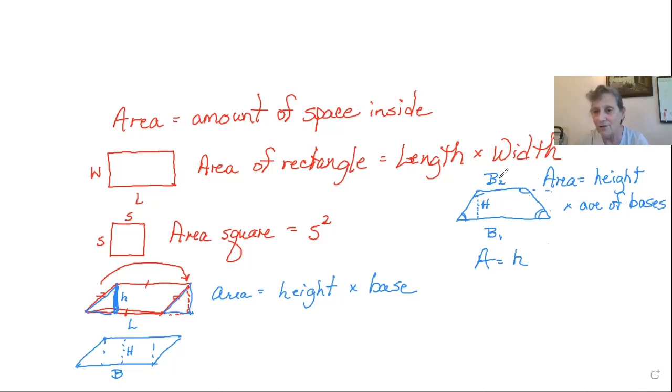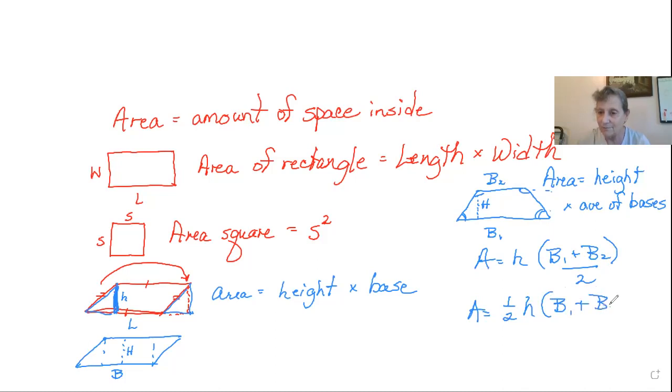Well, if you take these two, base 1 and base 2, and get their average, then you would be adding them together and dividing by 2. So they typically write this as 1/2 times the height times the sum of the bases. But if you're going to just learn it, it's much easier to remember that you get the average of the two bases and then you multiply that by the distance between.